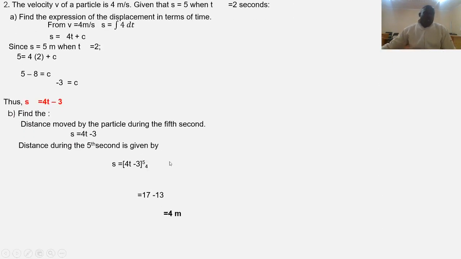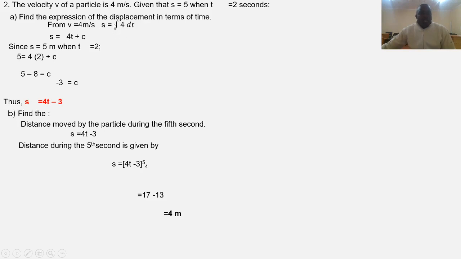Number 2. The velocity v of a particle is 4 meters per second. Given that s equals 5 when t equals 2 seconds, find the expression of the displacement in terms of time. Now I'm told about velocity, so that means ds over dt, which is velocity, equals 4.